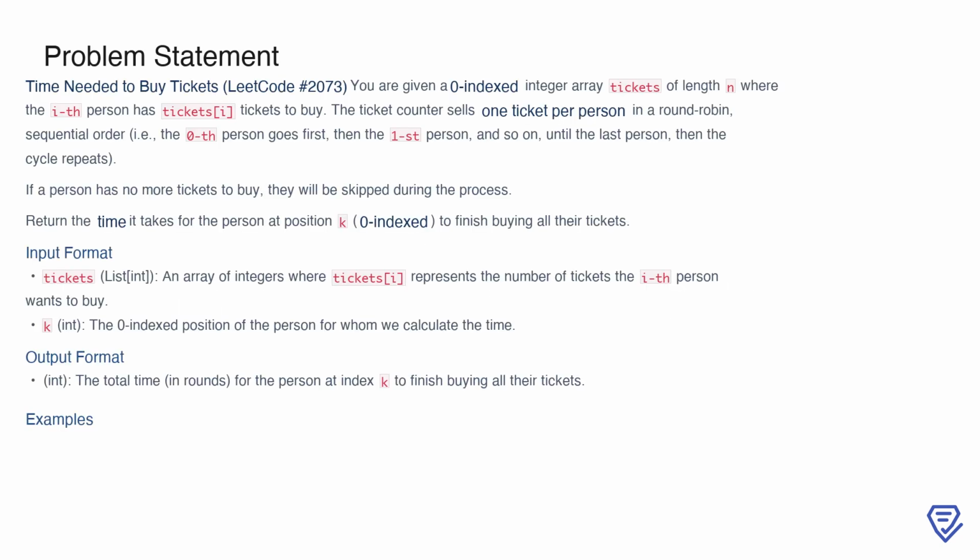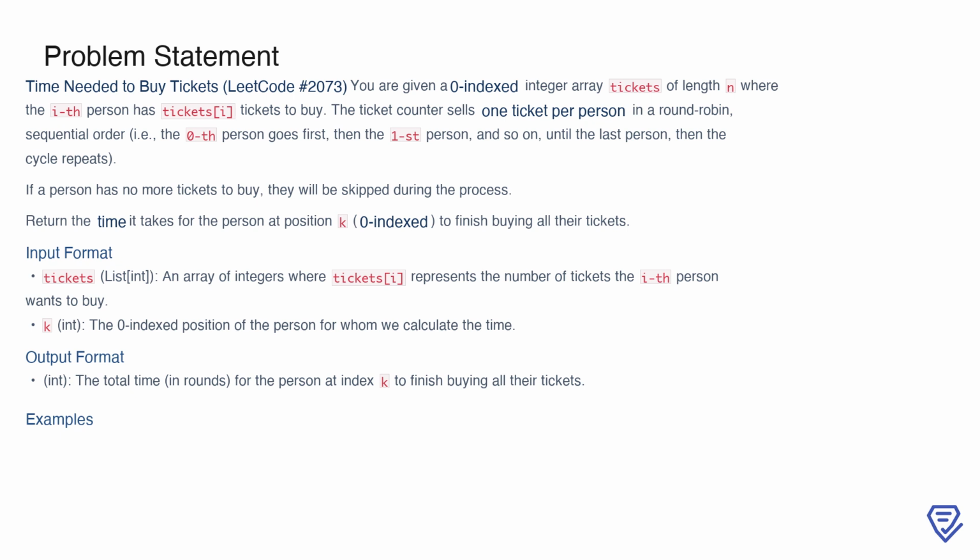In this problem, we are tasked with calculating the total time it takes for a specific person in a line to finish buying their tickets. The scenario is described using a zero-indexed array called tickets. Each element in this array represents the number of tickets the corresponding person wants to purchase. The ticket counter operates in a round-robin fashion, where each person in the queue is served one ticket at a time in sequential order. Once the counter reaches the last person in the queue, it circles back to the first person and continues the process.